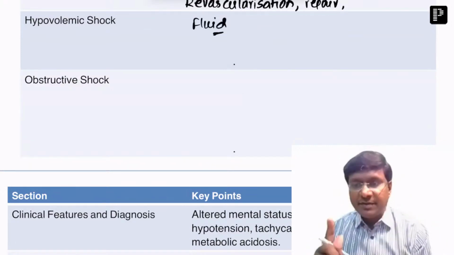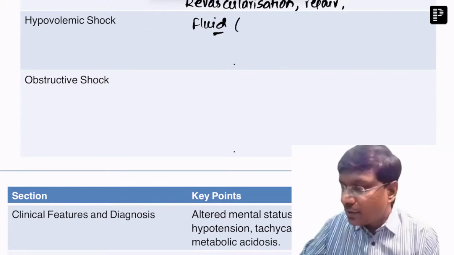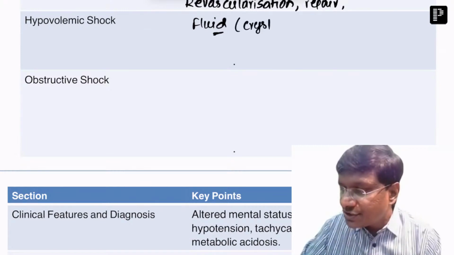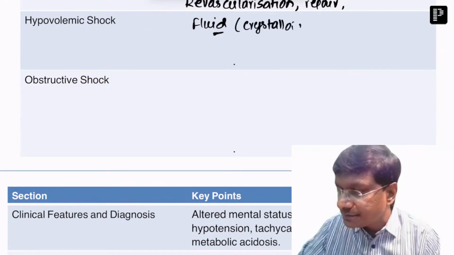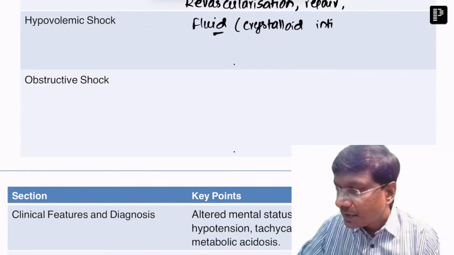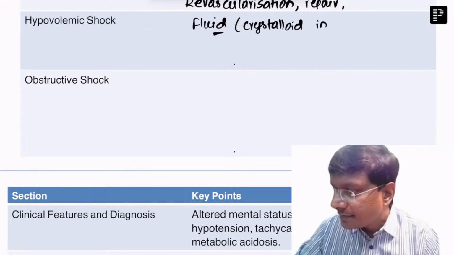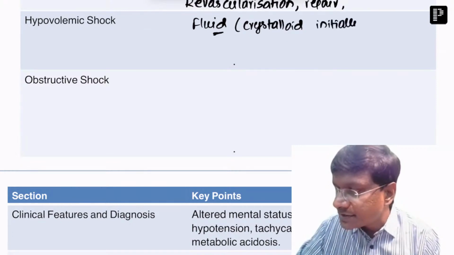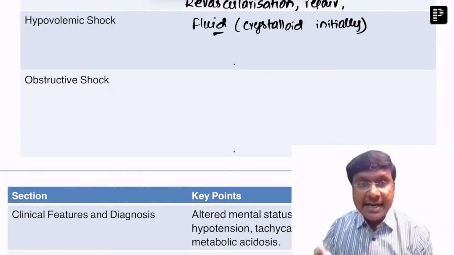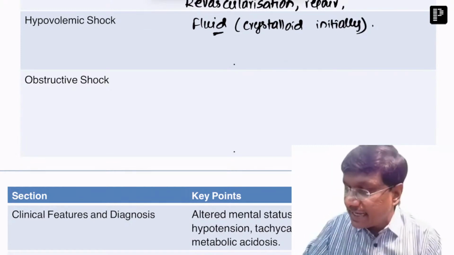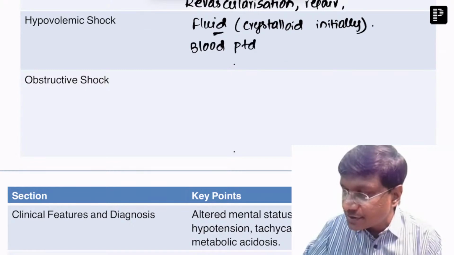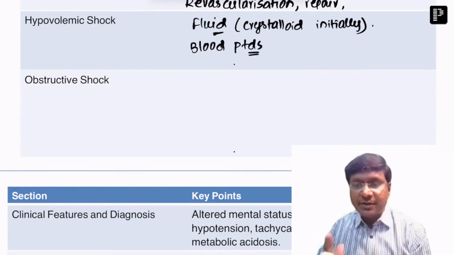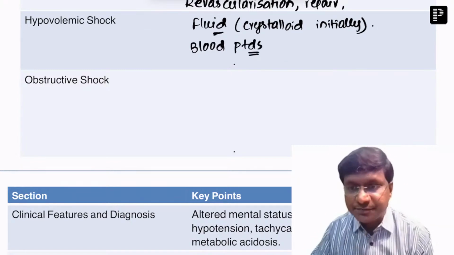The mainstay of treatment will be fluid resuscitation. And what is it that we give initially? Initially, we need to give crystalloids, right? And if the individual is having hemorrhage, then these patients will be requiring blood products for hemorrhage, right?